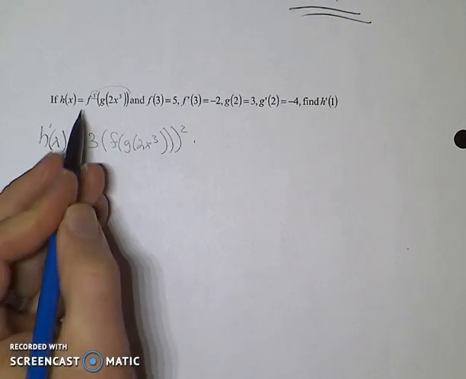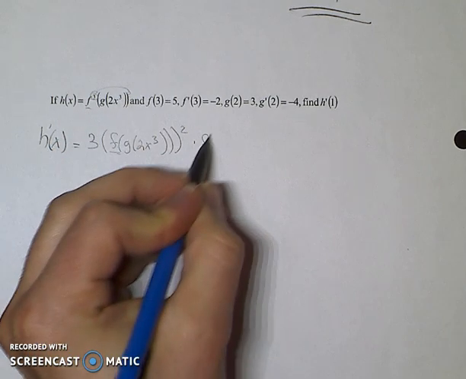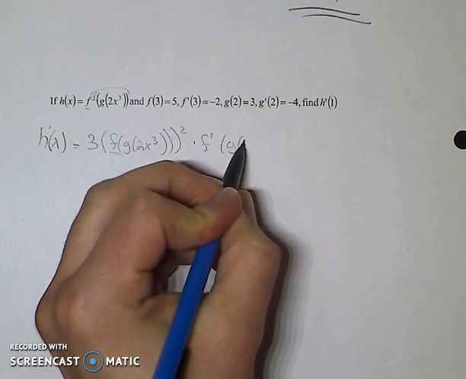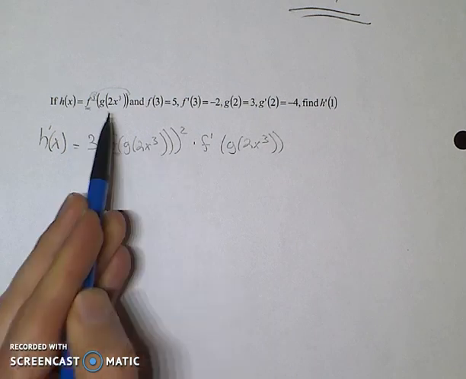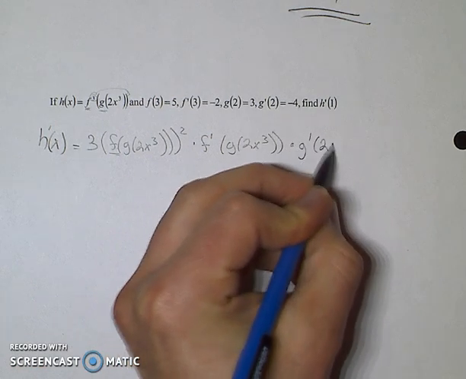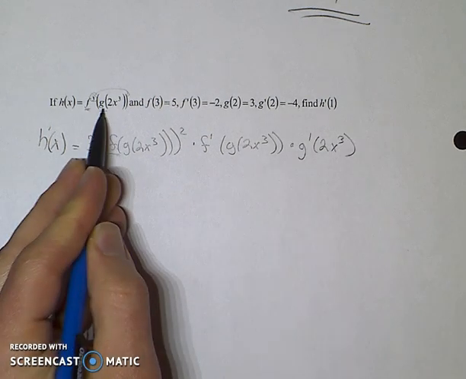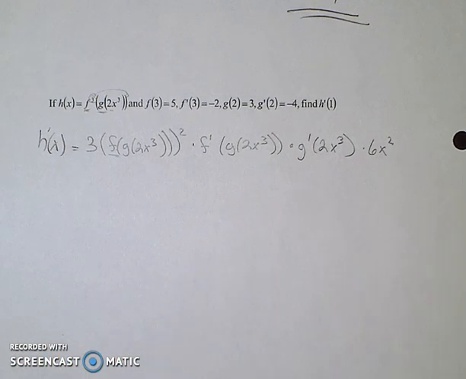Multiply by the derivative of f. We only did the 3 there, so now I have to do the derivative of f prime of g of 2x cubed. That was the outside. Now on to g times g prime of 2x cubed. Now on to the inside times 6x squared. And we're done there. And so now the issue is that we have to find h prime of 1.